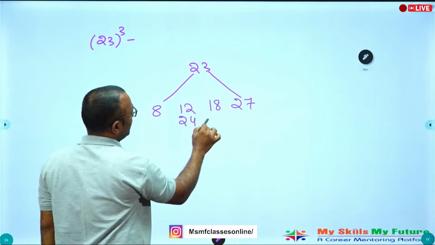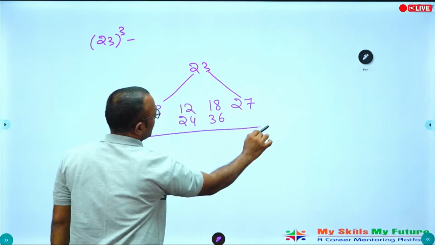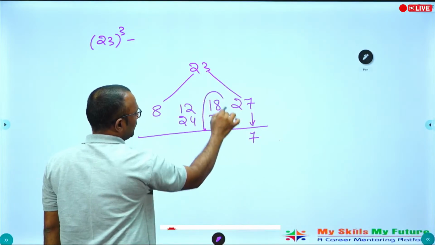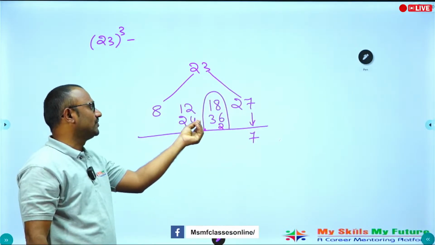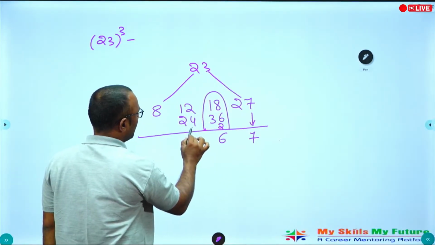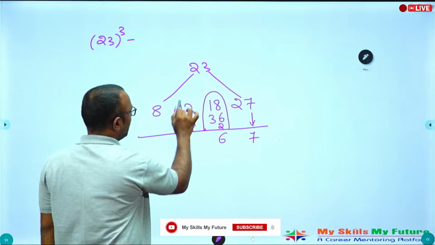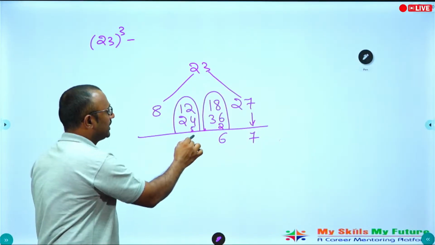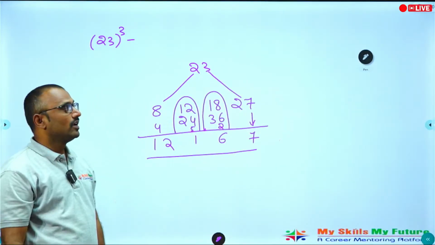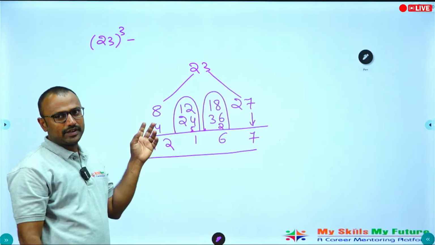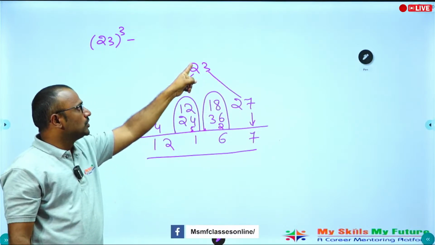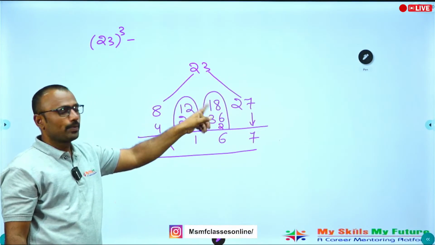So, twice 12 is 24, and twice 18 is 36. Write 7 here and send 2 to the next. So, 18 plus 36 we get 54, 54 plus 2 is 56. And here 12 plus 24 is 36, 36 plus 5 is 41. So, 12167. Are you getting it? See here, write 2 cube, 3 cube, and 2 square into 3, 3 square into 2.